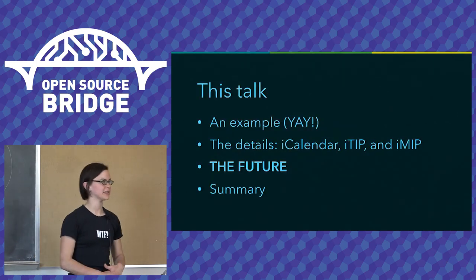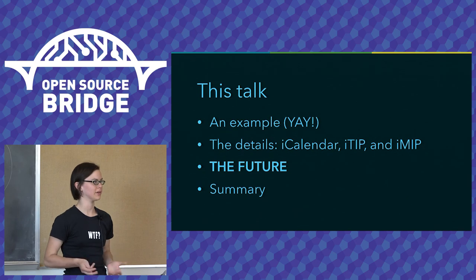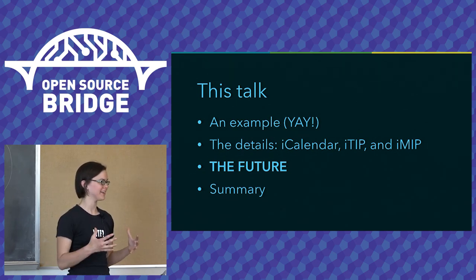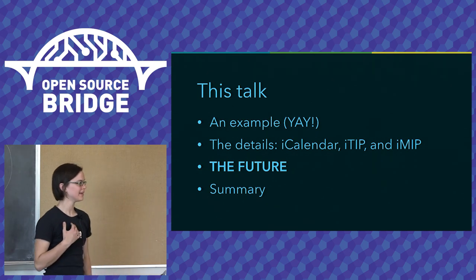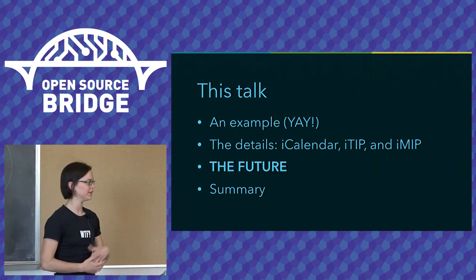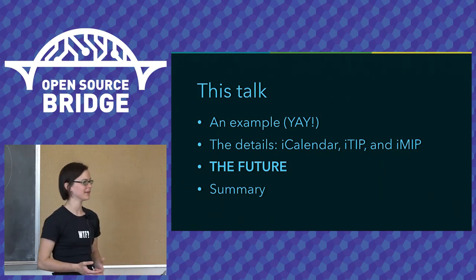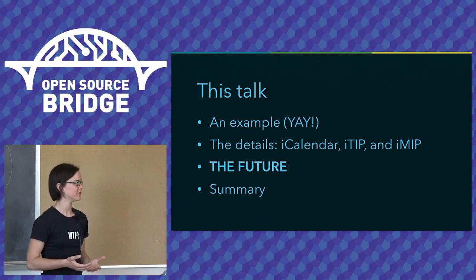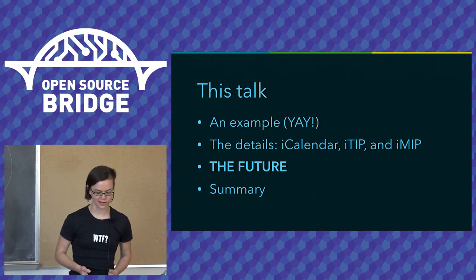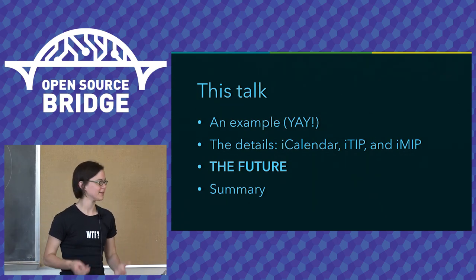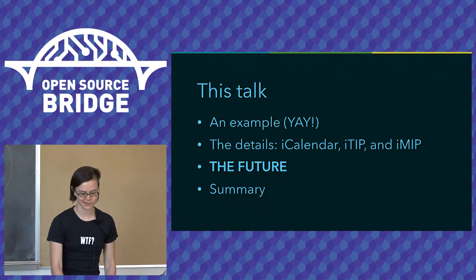Okay, so that's the basics of how iCalendar and ITIP and IMIP work together in order to allow me, running on Google Calendar, to invite my friend Ben Bittittle, running his own IMAP server in his basement, to the same event. And we can show up at the same place and the same time and have a good time.